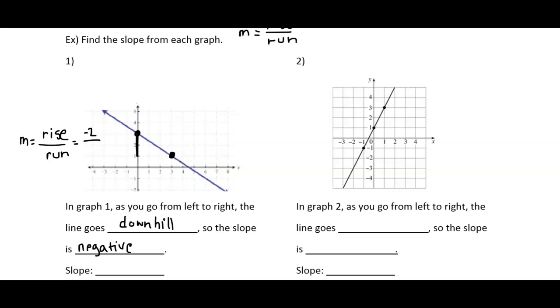Okay, now what about run? My run is then how do I get over to this point? I went down 2 and then I went over 1, 2, 3. Since I went to the right, that is a positive 3. So the negative for the slope comes with the rise because I went down.